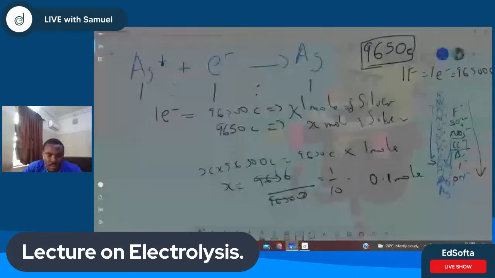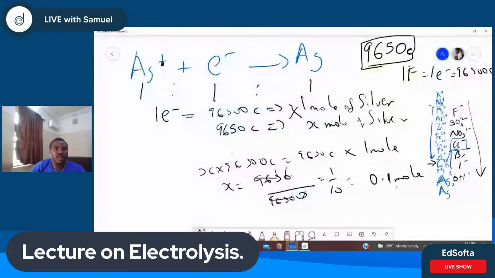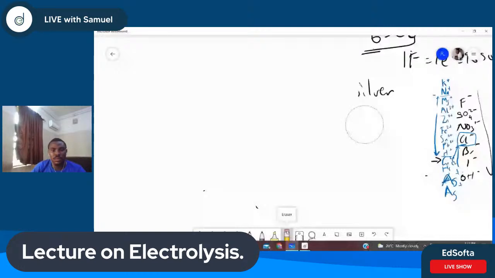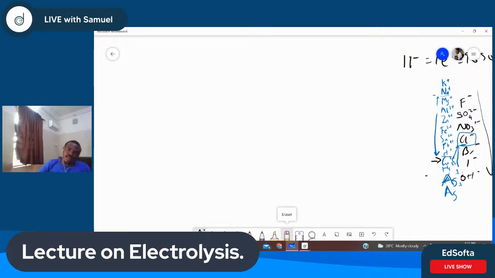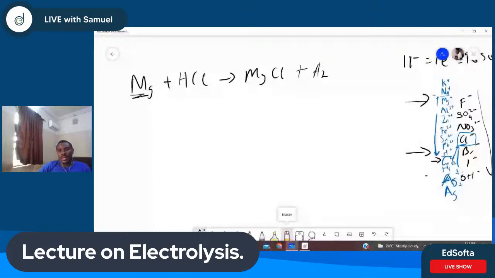So this means that since K plus is the highest, K plus is more electropositive than Na plus because it is higher. So K plus will displace Na plus from a reaction. That's why if you have something like Mg reacting with HCl, Mg displaces H, because Mg is higher on the electrochemical series than H plus.